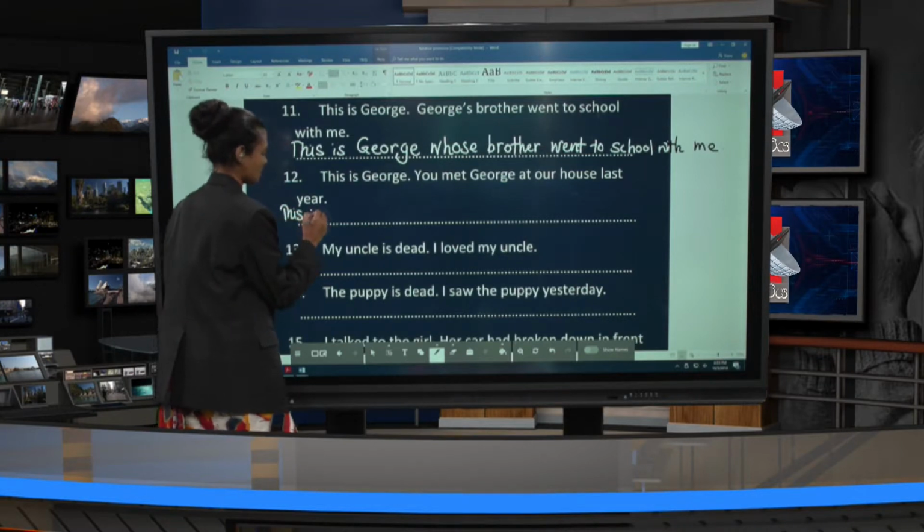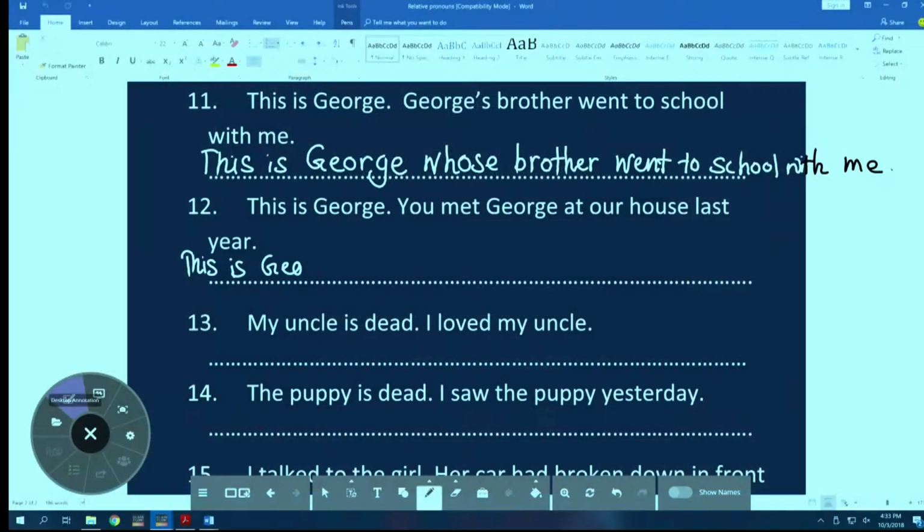This is George whom you met at our house last year.